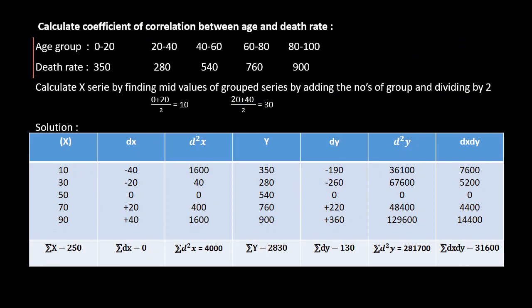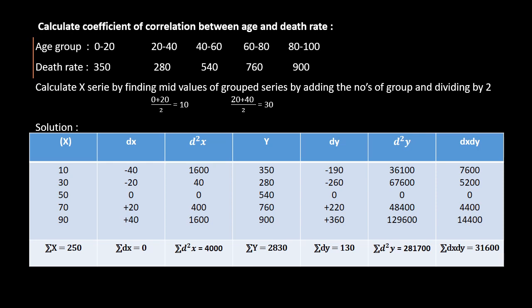So friends, here is another sum taken for you, that is in a continuous series. Your age group is in a continuous series, that is 0 to 20, 20 to 40, 40 to 60, 60 to 80, 80 to 100. And another variable is death rate. Friends, what you have to do is find the x series by finding the mid values of the group series, by adding the numbers of the group and dividing them by 2. That is 0 plus 20 divided by 2 is equal to 10. 20 plus 40 divided by 2 is equal to 30. This way you will get the mid values of the x series.